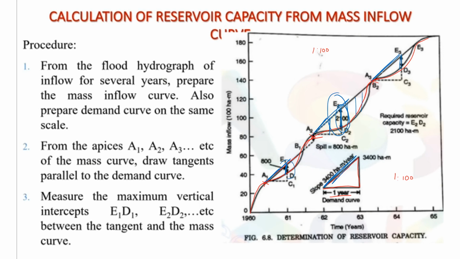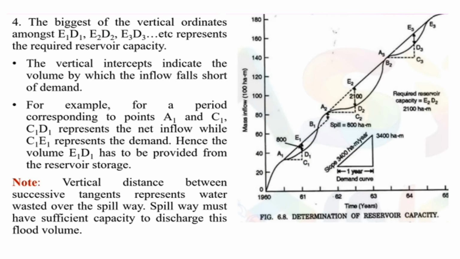So in this particular area, E1 D1 is the maximum vertical intercept, in this area E2 D2 is the maximum intercept, and in this position E3 D3 is the maximum vertical intercept. Then after drawing these vertical intercepts, the next step is, suppose E1 D1 gives a value of 800, E2 D2 gives 2100, and E3 D3, suppose you can say, is 900. Among these we need to compare the three vertical intercepts.